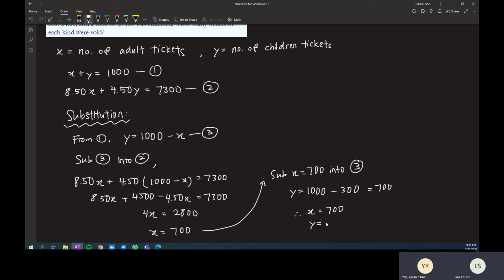Sorry, Edison, I think y equals 1,000 minus 700. My apologies. No problem, thank you for that. Okay, so 1,000 minus 700 equals 300. So we know for this question, the solution is x equals 700 and y equals 300.